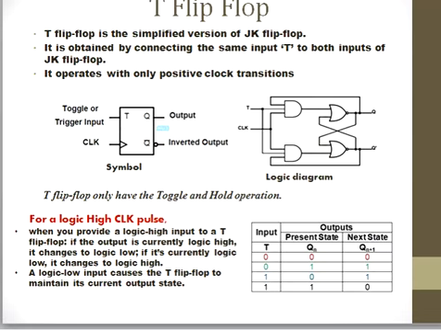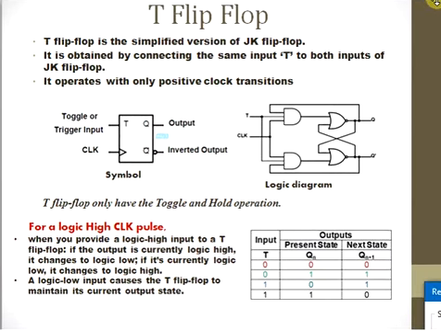The operation of the T flip-flop is almost the same as the JK flip-flop, as I just mentioned. The only difference is J is equal to K is equal to T. So we eliminated the other two combinations of J and K, for which those two values are complement to each other, the 1 0 and 0 1 conditions. In this toggle flip-flop, when you provide a logic high input to T, if the output is currently at logic high, it changes to logic low. If it is currently logic low, it changes to logic high. So a logic low input causes the T flip-flop to maintain its current output.